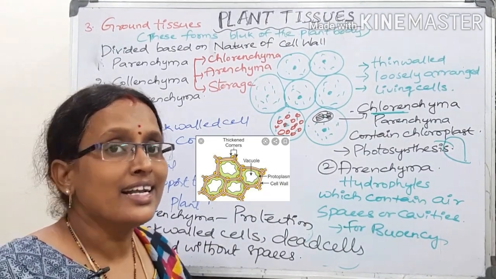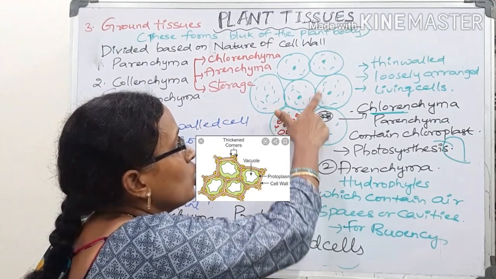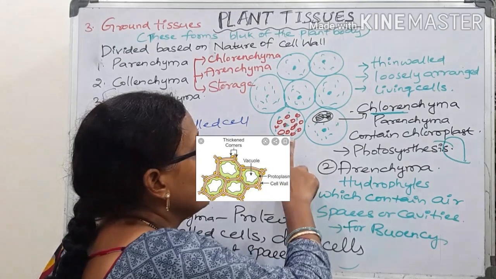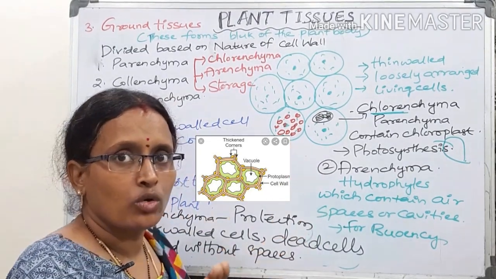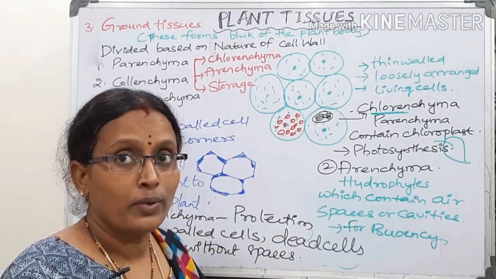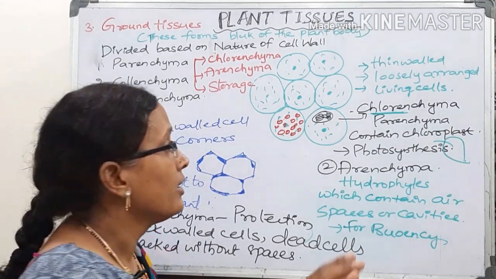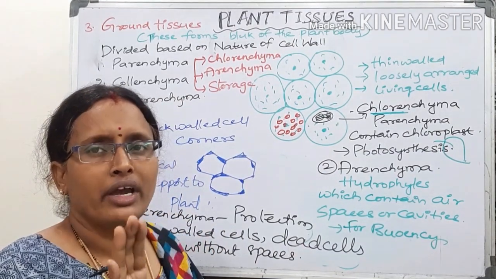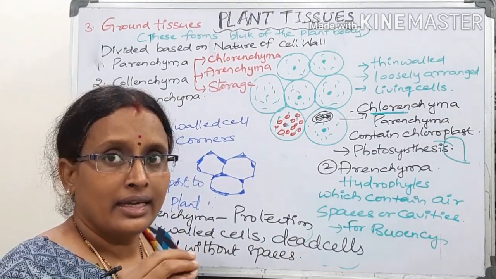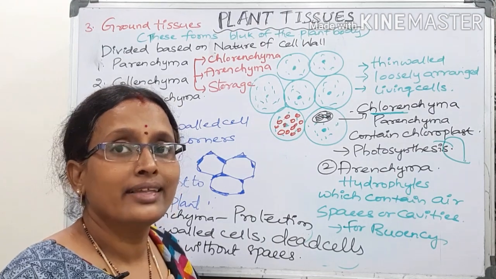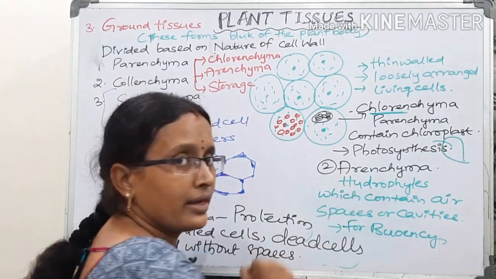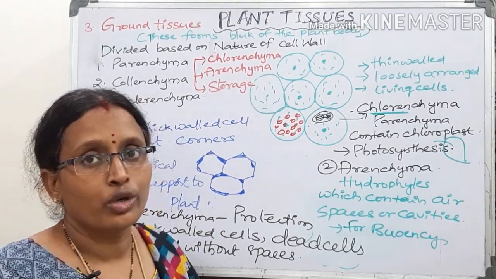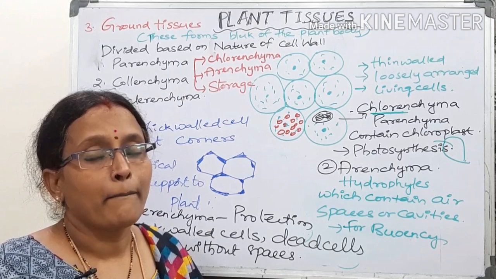In parenchyma, the cells are thin walled, loosely arranged living cells with abundant cytoplasm. Some parenchyma cells have chloroplast and do photosynthesis. They are called chlorenchyma. Some parenchyma cells are very loosely arranged, with more air spaces present in them. They are called aerenchyma. Some cells of the parenchyma store the food materials. They are called storage parenchyma.